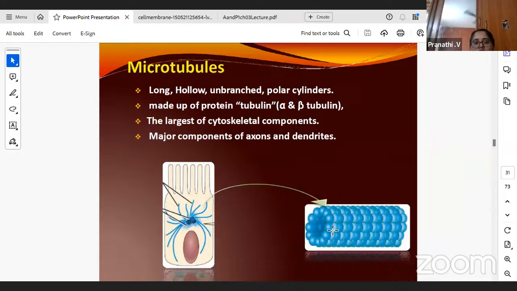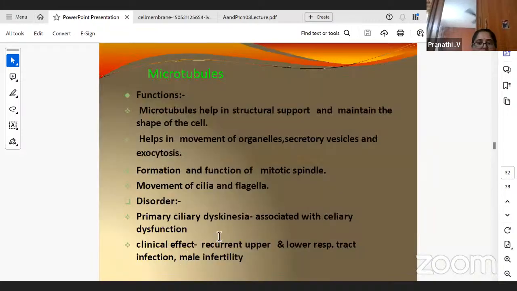So they are hollow. They have actin and tubulin proteins that are present, which are again of different types like alpha and beta. And it is the largest of the cytoskeletal components that are present. Where are they present? These microtubules are mostly present in the axon of the nerve cell, the dendritic cells in the nerve cells. Microtubules provide structural support and maintain the particular shape of the cell.